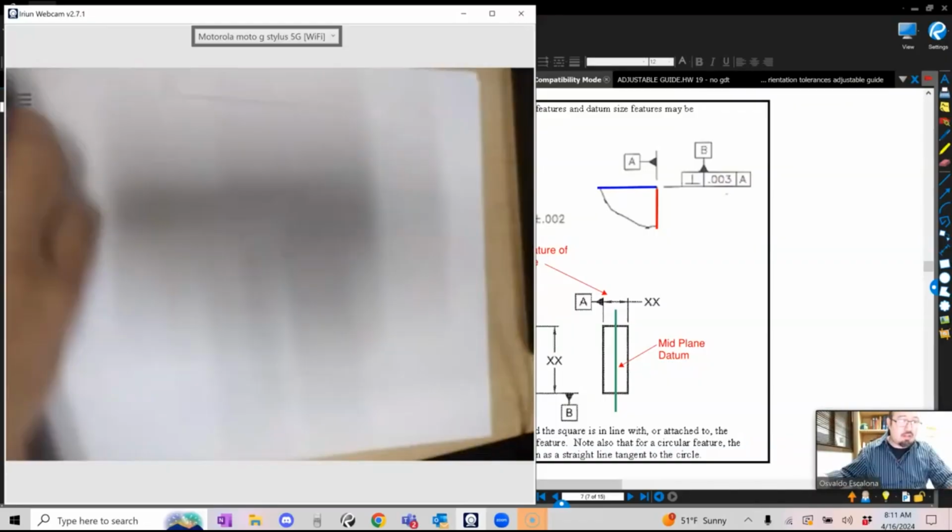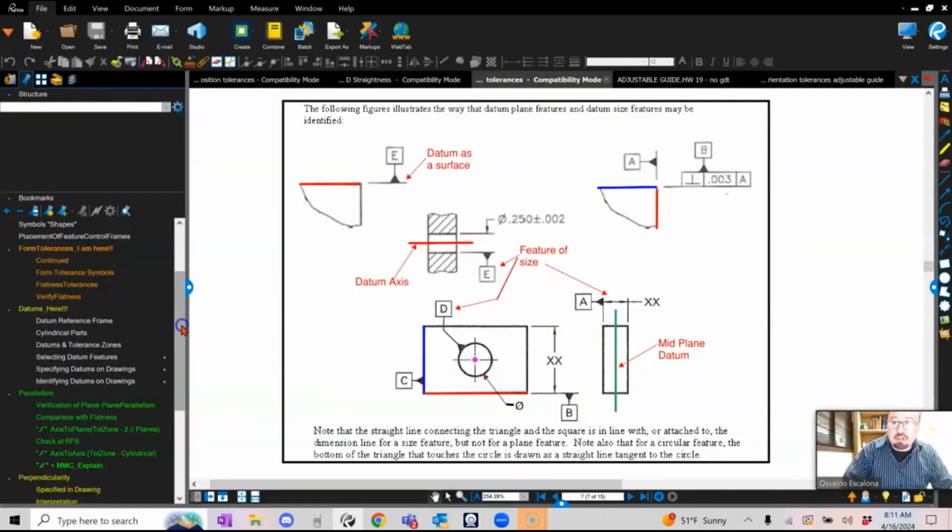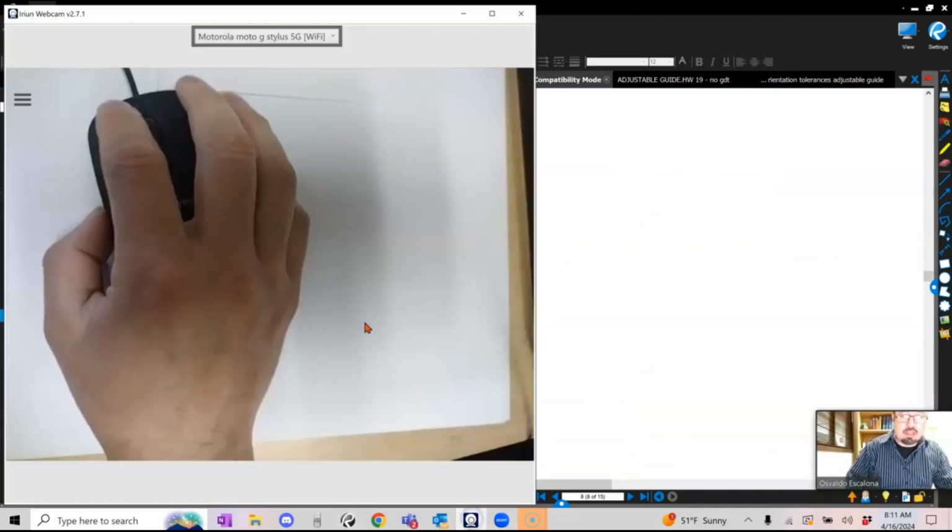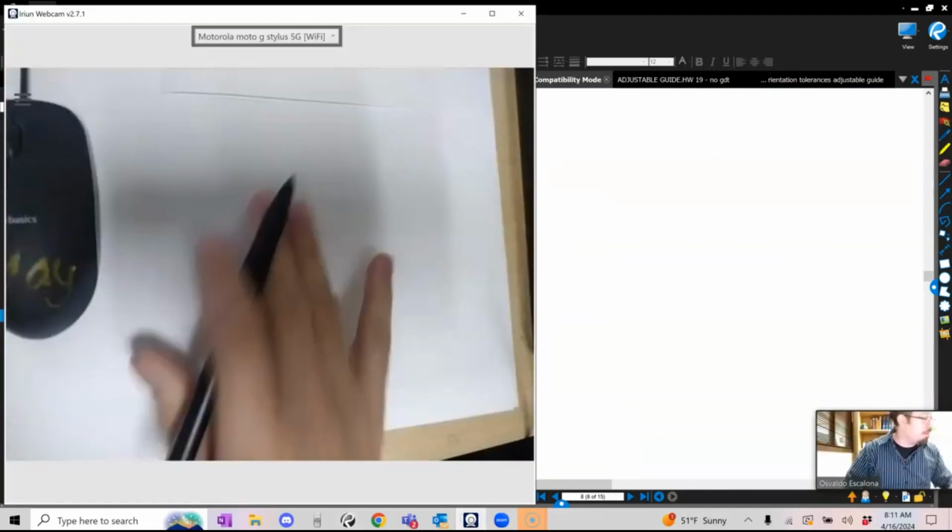Let's talk about now orientation tolerances. Okay, let's start with parallelism. So when we're talking about parallelism, it's because... turn on the light.